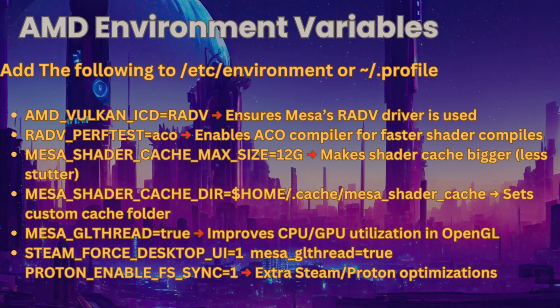STEAM_FORCE_DESKTOPUI=1, and MESA_GL_THREAD=true, PROTON_ENABLE_FSYNC=1 are extra Steam and Proton optimizations. Put these in /etc/environment so they work for apps launched from the desktop. If you don't want to make it global on your system, you can place these variables in your .profile in your home folder.